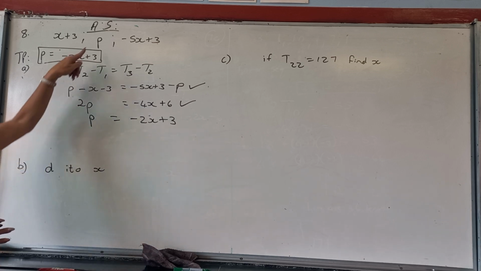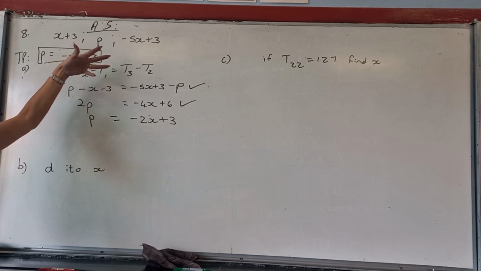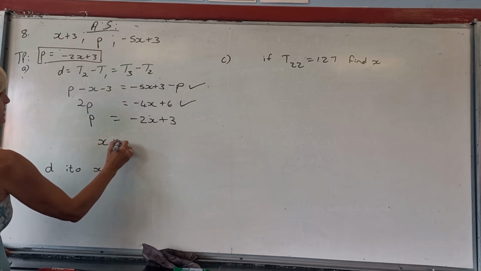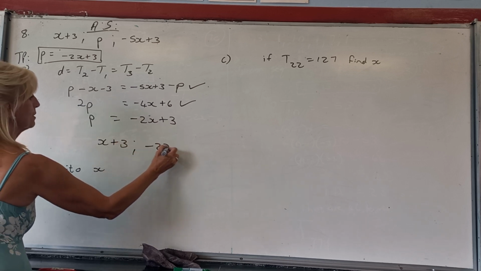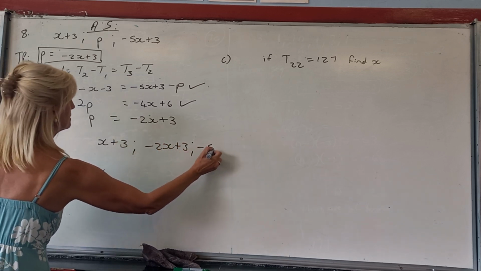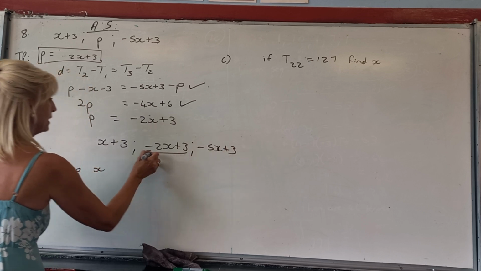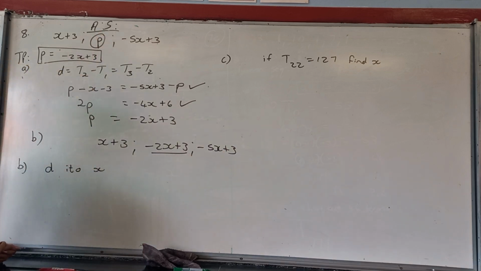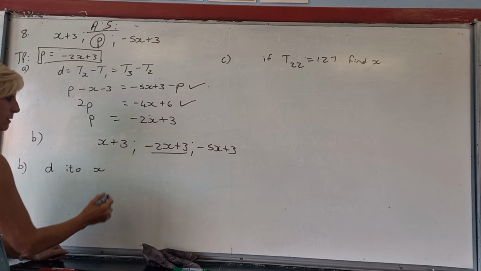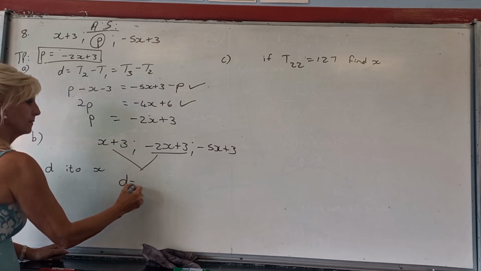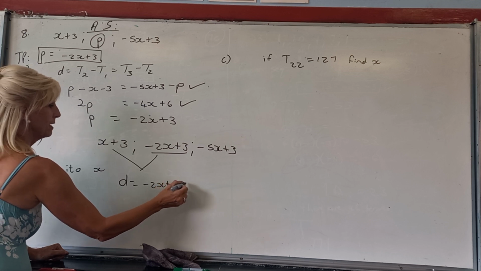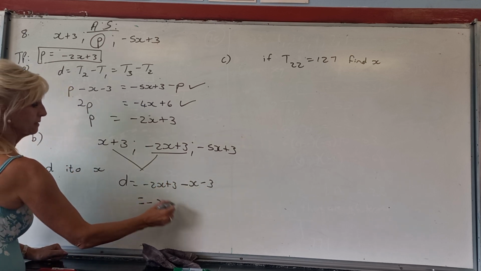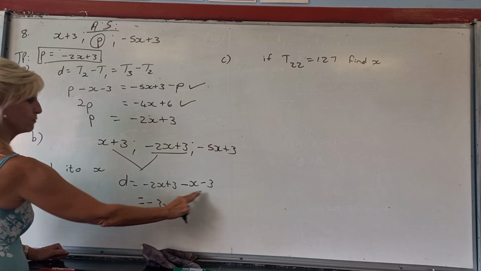Now that I know what p is, I can find d in terms of x. Are you with me? You can rewrite and say x plus 3, then minus 2x plus 3, then minus 5x plus 3. Because now your p has been substituted here. Are you with me? Yes. How would your d then look? This would be your d. Minus 2x plus 3 minus x minus 3, which gives me minus 3x, and that's it. Because that falls away at 0.